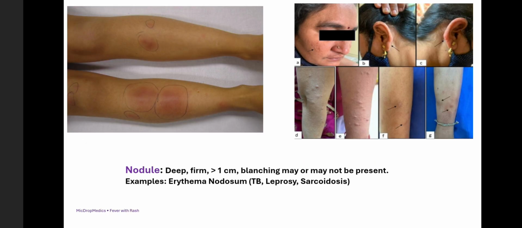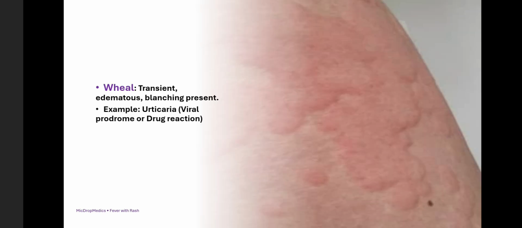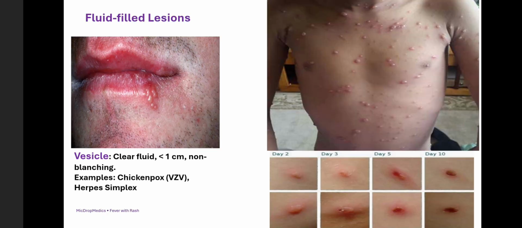If the rash feels deep and firm, it's likely a nodule. Stop thinking viral, start thinking systemic, like erythema nodosum in TB, leprosy, and sarcoidosis. And if it's an itchy, transient swelling that's here now and gone in an hour, that's a wheal, the signature of urticaria. Now, when you see fluid, the size tells you the story.